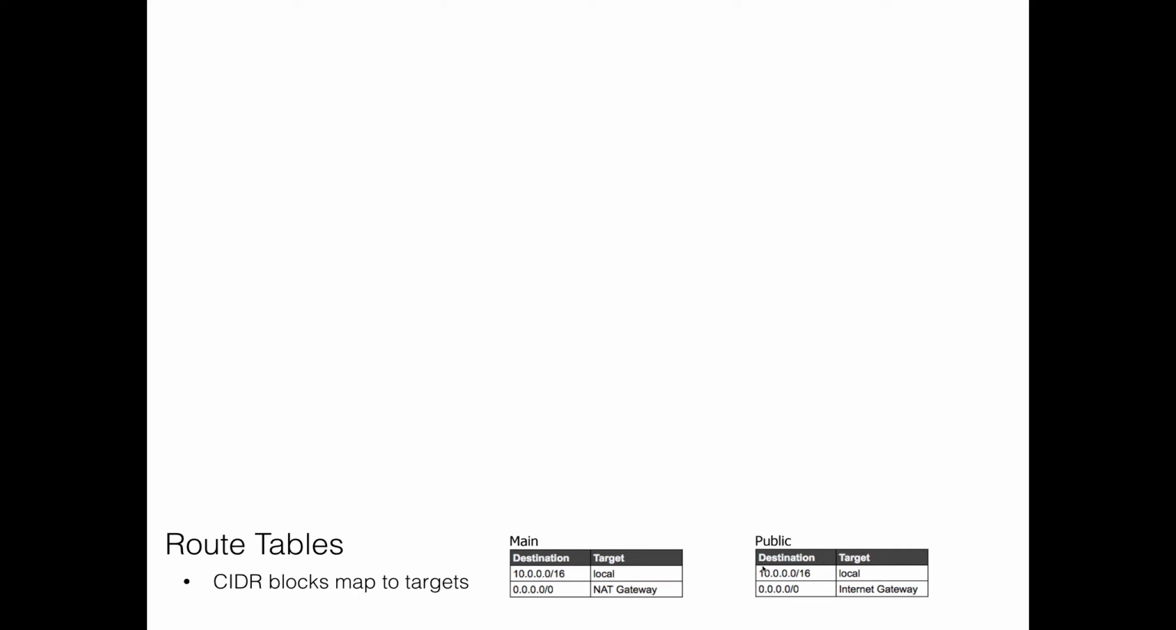So our public route table looks similar to our main route table. It has 10.0.0.0/16, which maps to everything in our local VPC. And if something doesn't fall into this CIDR block range, it goes to our default route, which is the internet gateway. So this is how we can set up our VPC to have private and public subnets using these two routing tables.